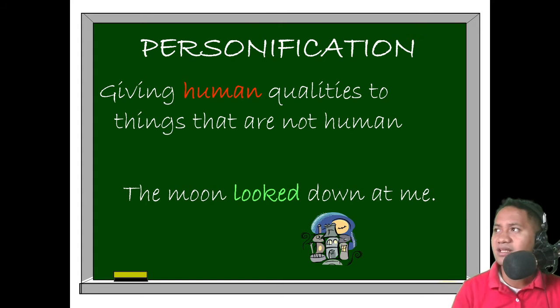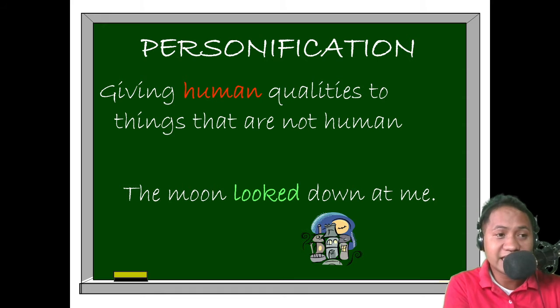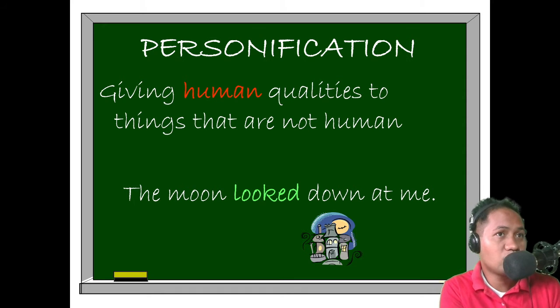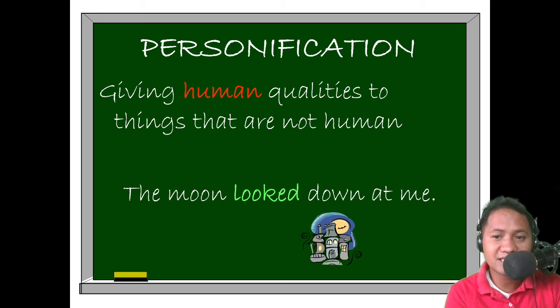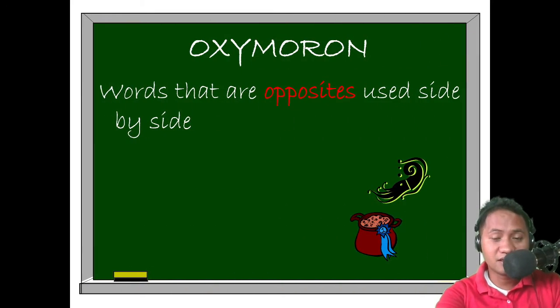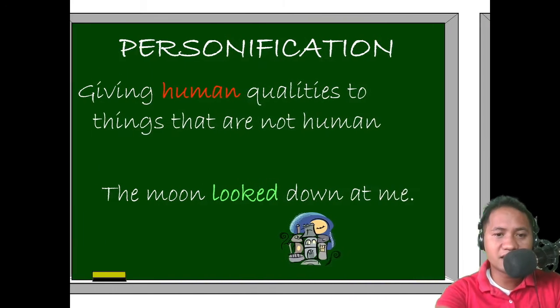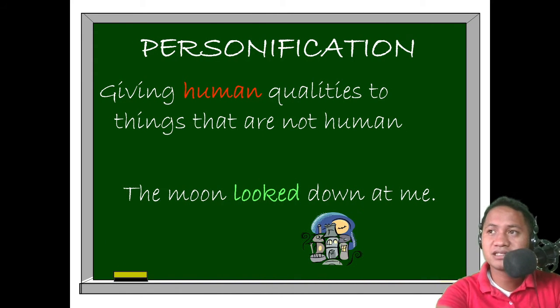Another, the trees are dancing. Ang trees nagsayaw. No? Dili man na makasayaw ang kahoy. Tong another example diri is the sun smiles at me. Tanan nga mga butang atong tagaan og characteristics, no, qualities na iya man sa human unta.